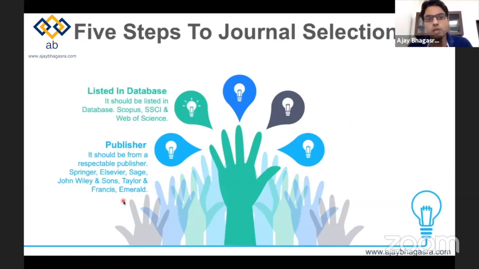Number two, look at where it is listed, because we are living in a digital world. And in this digital world, there are a lot of ways by which we can actually identify which one is a good journal. Now, for example, in my field, where I come from, you have databases like Scopus, SSCI, which is Social Science Citation Index, and Web of Science. These are databases. They have their own criteria of inclusion of journals. They would not include any Tom, Dick and Harry journal, you know.